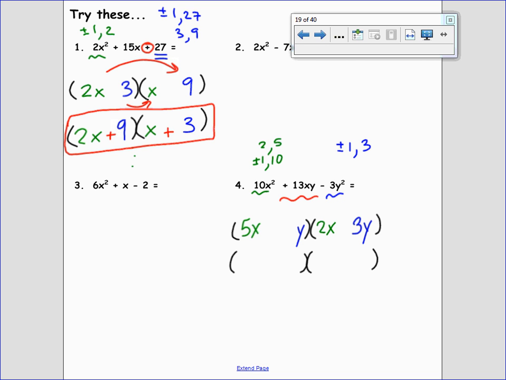Should they be same sign or different? Well, given that my last term is negative, my binomial factors must have opposite operations inside. I must have opposite operations in order to produce that negative last term. So one positive and one negative, which is which? It looks like we need the larger product to be the positive. So I'm going to go ahead and put the plus there, so we get plus 15xy minus 2xy, and we found the winning combination. You see how tricky that is?